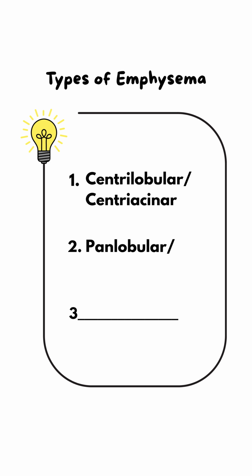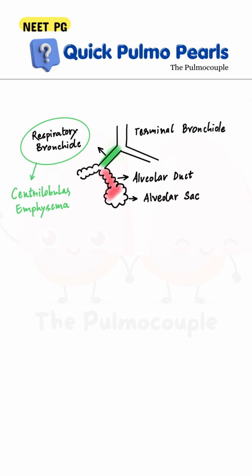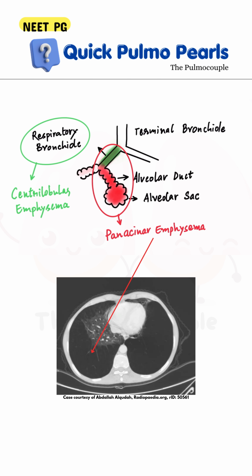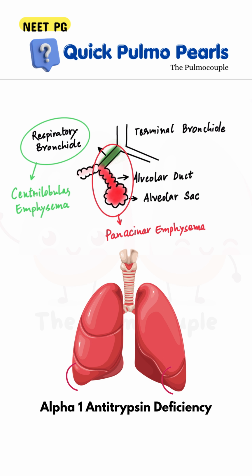Next, we have panacinar emphysema, also known as panlobular emphysema. Here, the entire acinus is involved. That means not just the respiratory bronchioles, but also the alveolar ducts and alveolar sacs. This is most commonly seen in alpha 1 antitrypsin deficiency, and it usually affects the lower lobes of the lung.